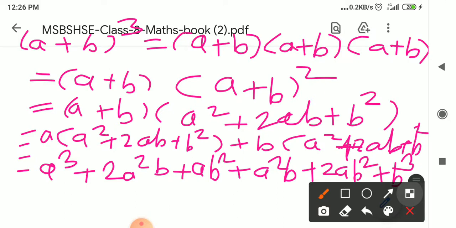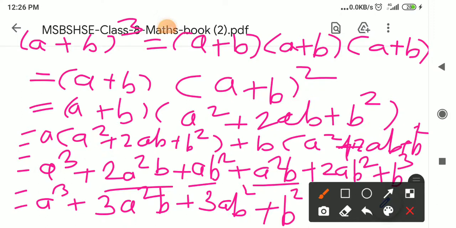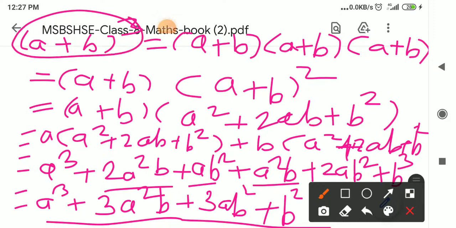Now the next step is, take the a cube here, 2a square b plus a square b is equal to 3a square b. ab square plus 2ab square is equal to 3ab square, and the remaining b cube. So this is the expansion: a cube plus 3a square b plus 3ab square plus b cube. It is the expansion of (a + b) whole cube.